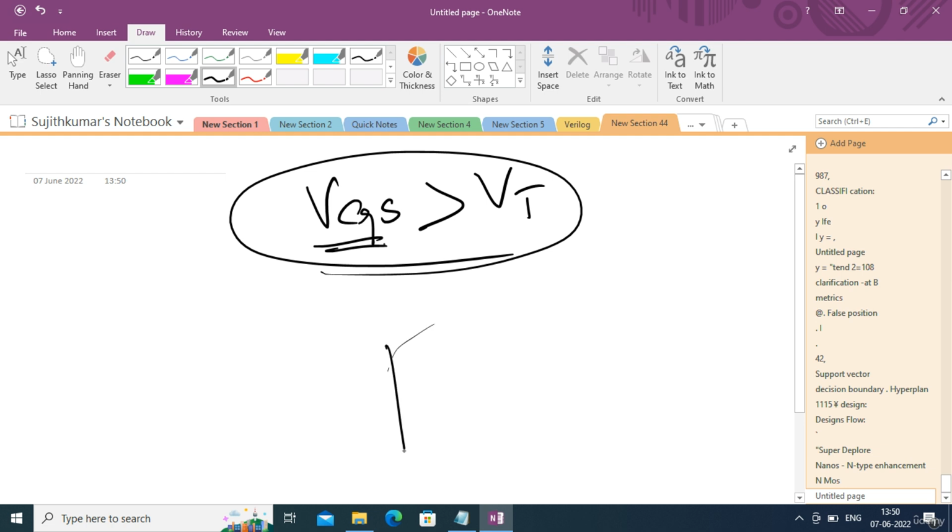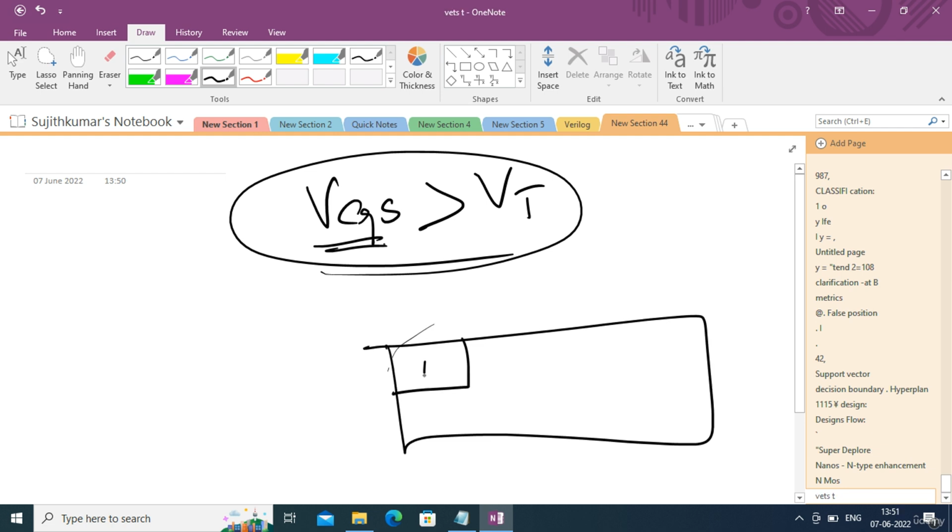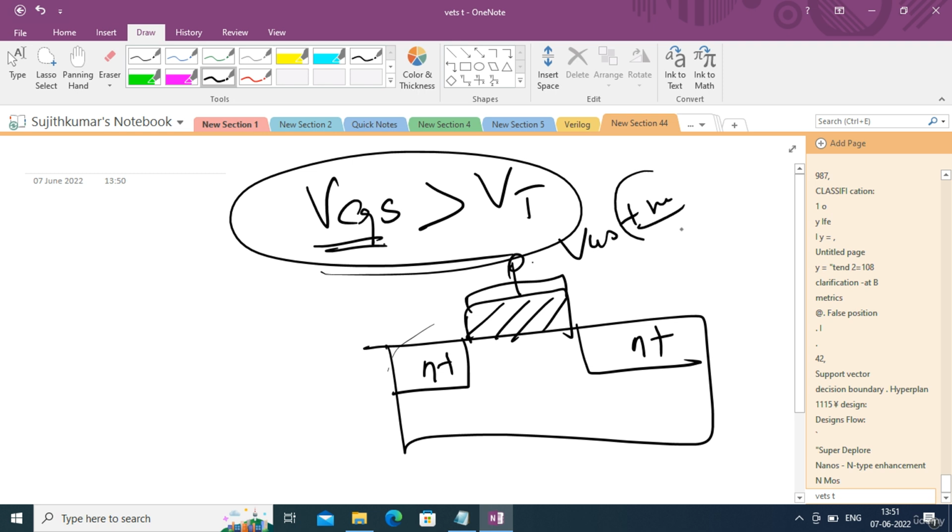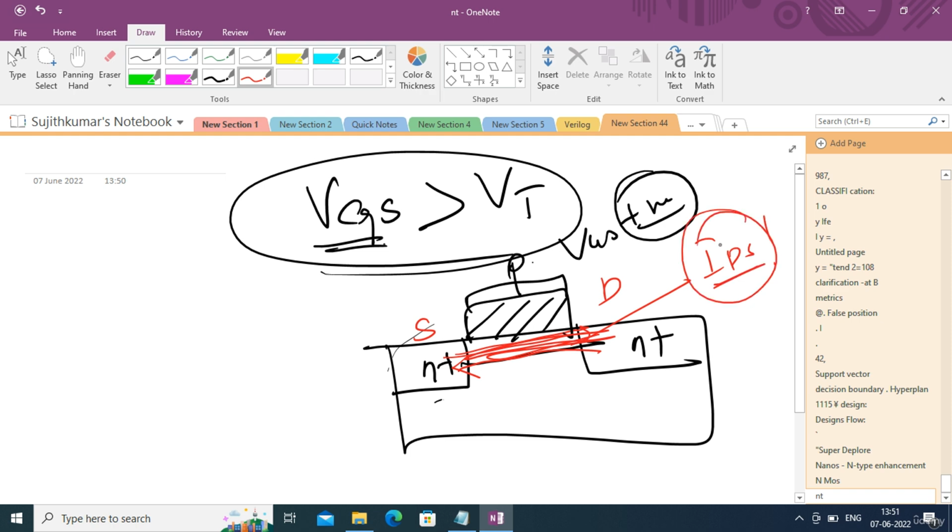So in this NMOS cross section, there is N plus drain and N plus source, and there is a gate which is above the silicon dioxide layer. If you apply positive voltage at a very high amount, negative charges will be attracted, and there will be a channel formation here. Through this channel the conduction will happen from source to drain. Electrons can flow, so that current flows in this direction. This current is called IDS, the drain to source current.